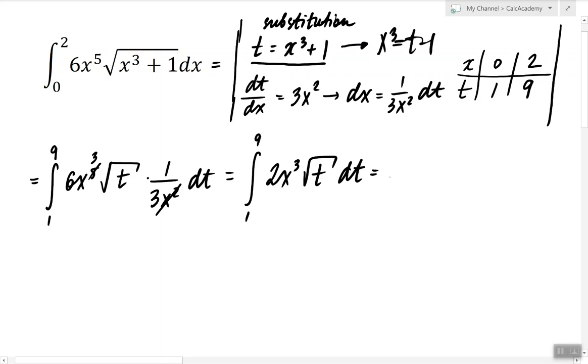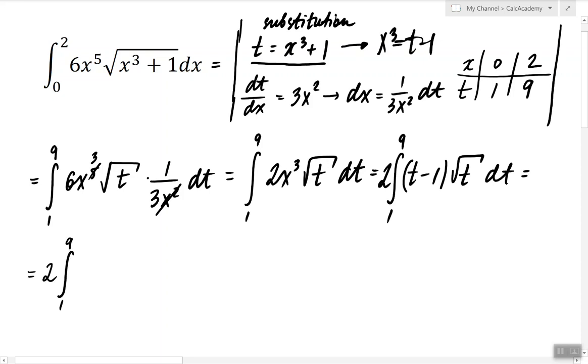So that means whenever I see x cubed, I can just write t minus 1. So we can use that fact, and after we factor out 2, we can replace x cubed with t minus 1. And now we have a very simple integral with respect to t. We can distribute t, write it in exponential form, and we can easily find antiderivative of this and use the fundamental theorem of calculus.